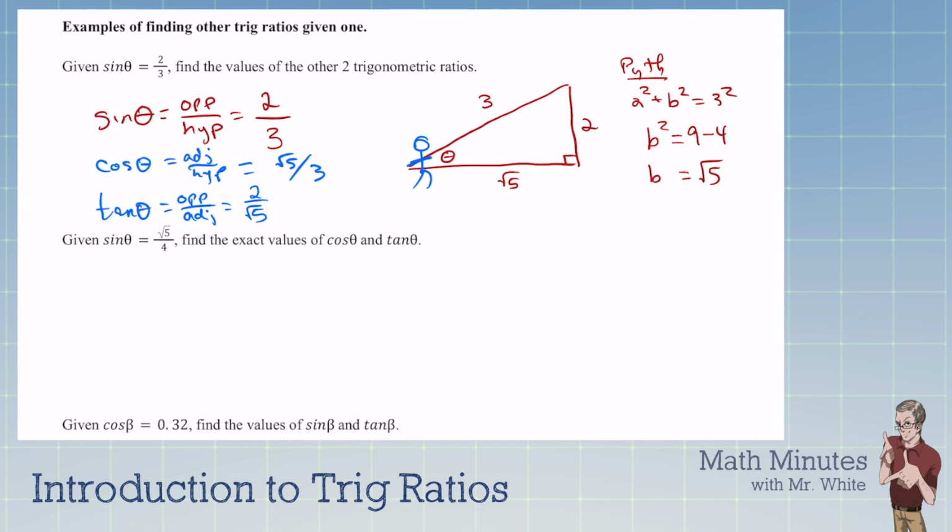Now if your teacher wants you to rationalize that, you multiply by radical 5 over radical 5. We get 2 radical 5 over the square root of 25, which is 5. So either answer, in my opinion, would be great, right here or right here. Okay, let's continue on. Another triangle here. Sine is radical 5 over 4.